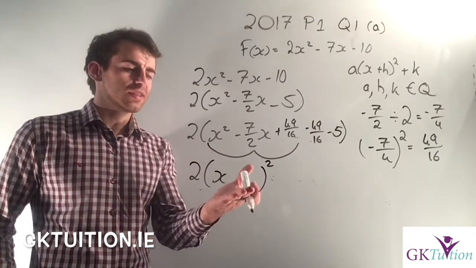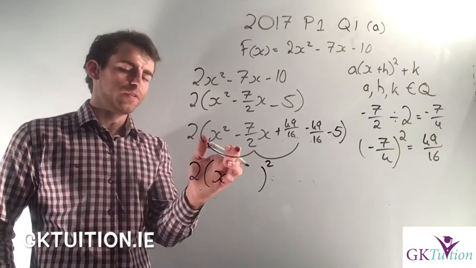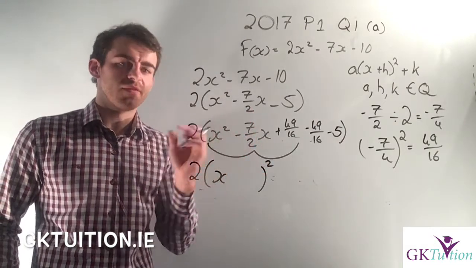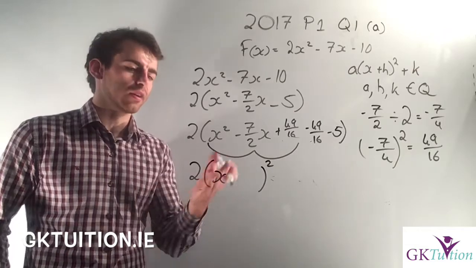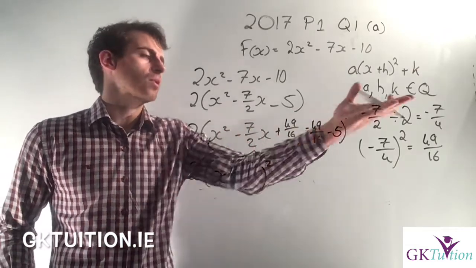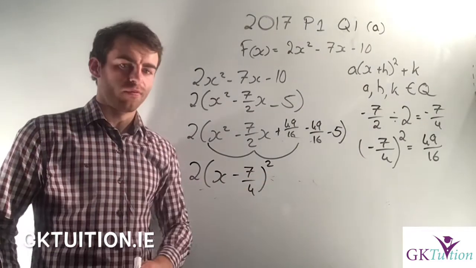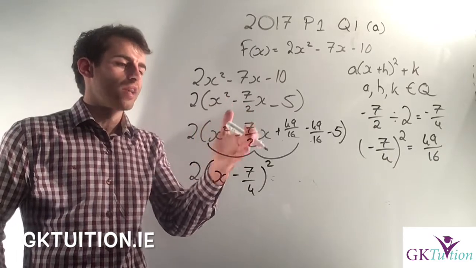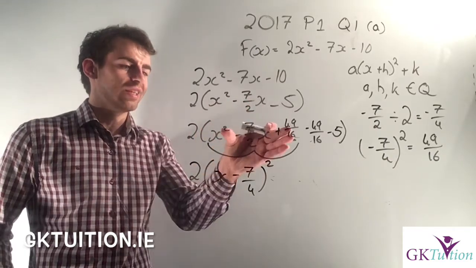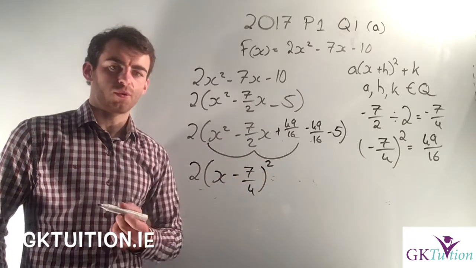And again, to do this, we look at the previous line and we look at the coefficient of x. The coefficient of x on the previous line was minus 7 over 2. So if I get half of that value, then I put it in here. Half of minus 7 over 2 is minus 7 over 4. So I can rewrite this as minus 7 over 4. So what I've done there is I know that x squared minus 7 over 2 x plus 49 over 16 can actually be rewritten as (x minus 7 over 4) squared.